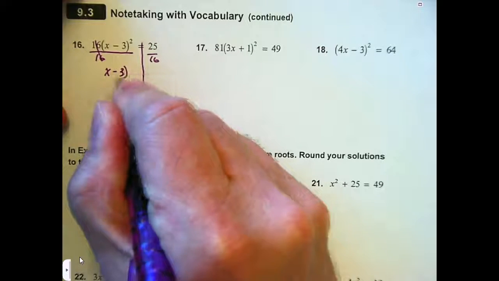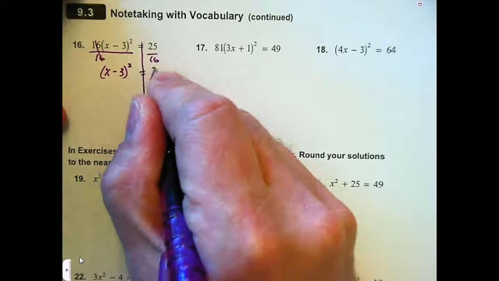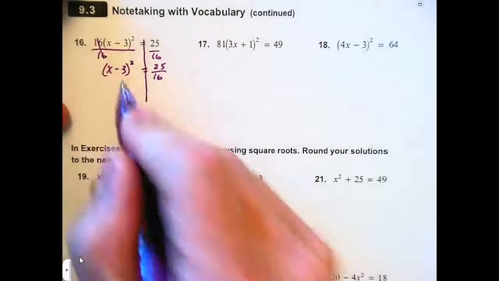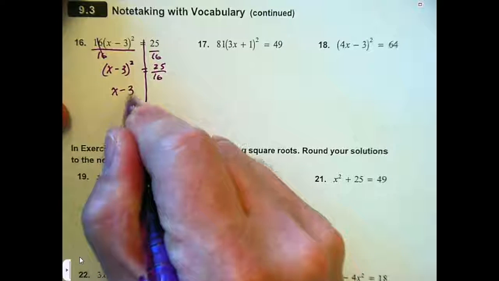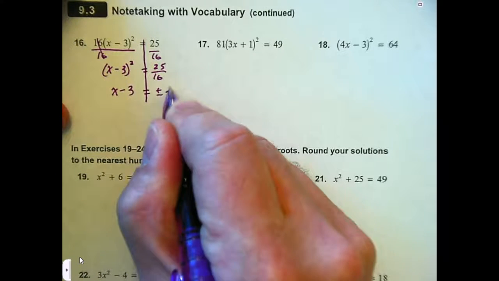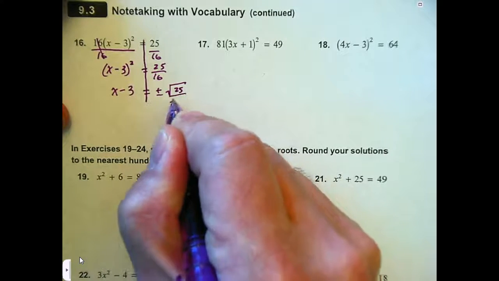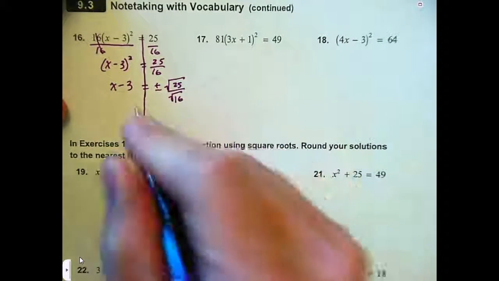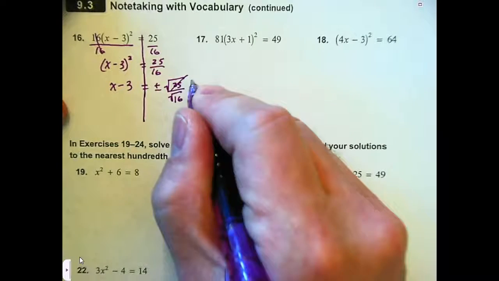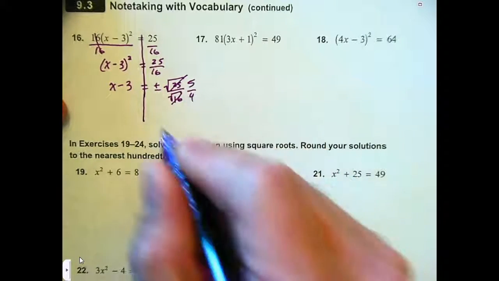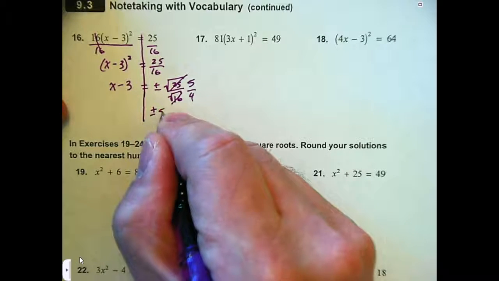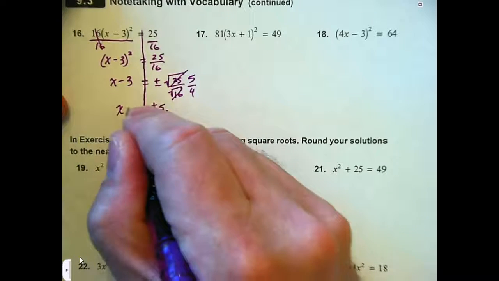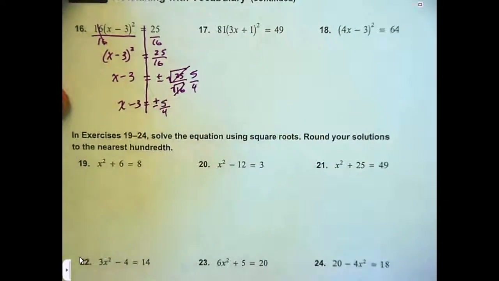So x minus 3. And then, to get rid of the square, take the root. Which is the same thing as 5 and 4. So we have positive, negative, 5 fourths is equal to x minus 3. What's the square root of 25 and 16?